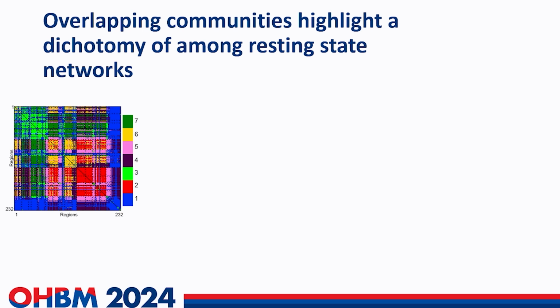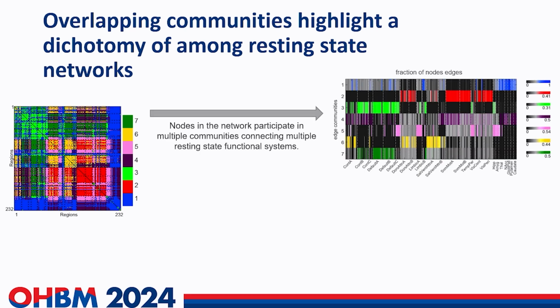I mentioned this, again showing the matrix that was on the previous slide. It's highlighting that there is organization in edge community structure, and it's pointing out this dichotomy among the resting state networks, but also subdividing it into the primary association networks and then heteromodal higher order networks. There are 232 nodes there, so what you're seeing are the 7 networks organized on the rows and columns.